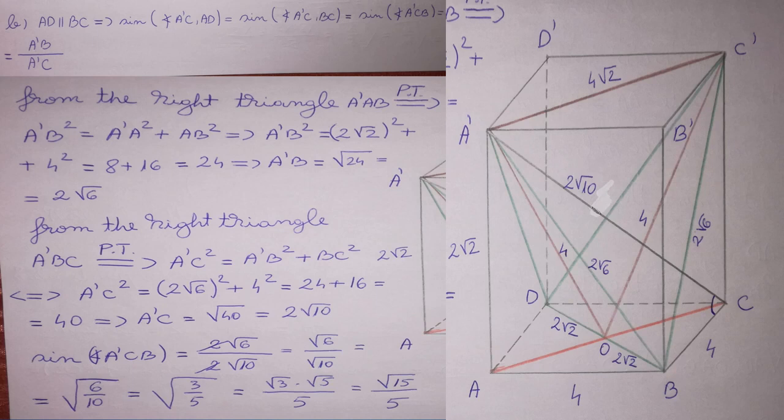The sine of the angle A'CB is equal to 2 square root of 6 divided by 2 square root of 10, which is equal to square root of 6 over square root of 10, which is equal to the square root of 6 over 10, which is equal to the square root of 3 over 5, which is equal to the square root of 3 times square root of 5 over 5, which is equal to the square root of 15 over 5.